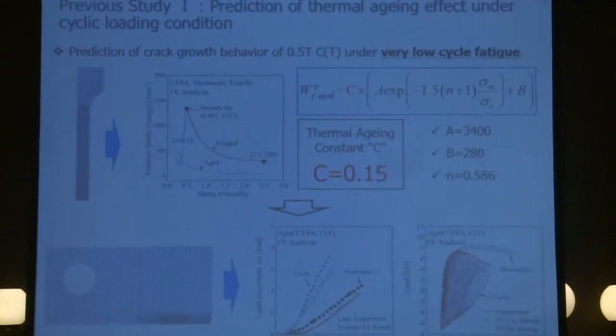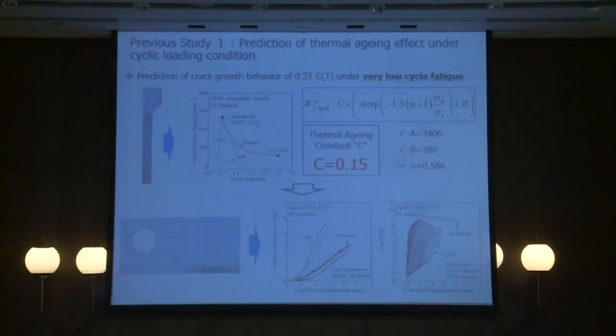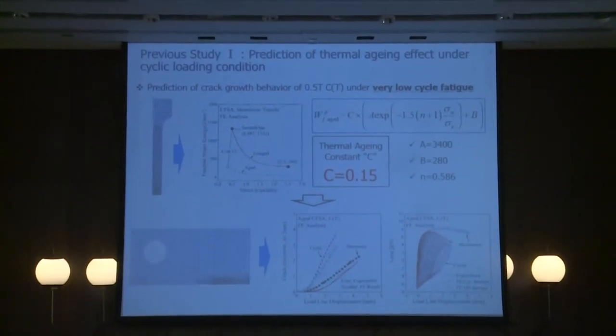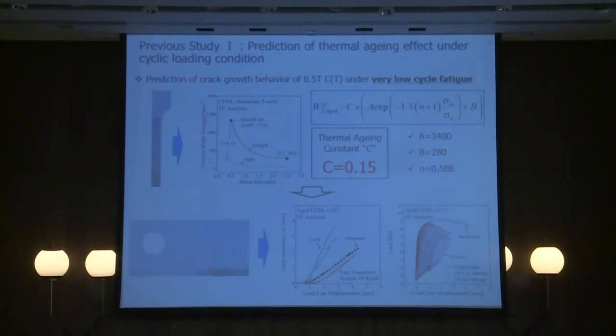In the previous presentation, I presented how to predict the thermal aging effect under cyclic loading condition of aged CF8A. We applied the strain energy-based damage model, and also applied the thermal aging C concept to predict the multi-axial fracture strain energy of aged CF8A. The predicted results are shown below.